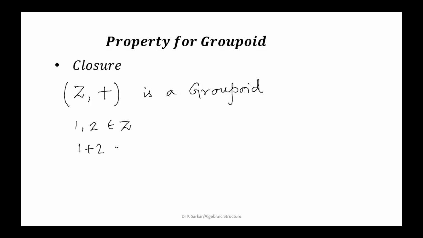The property for an algebraic structure to be a groupoid is closure. So if we take Z, the set of all integers, and addition as the binary operation, then this is a groupoid. Because just now we have seen that if 1 and 2 belong to Z, then 1 plus 2 equals 3 belongs to Z. Z is closed under the binary operation addition. Therefore, (Z, +) is a groupoid.